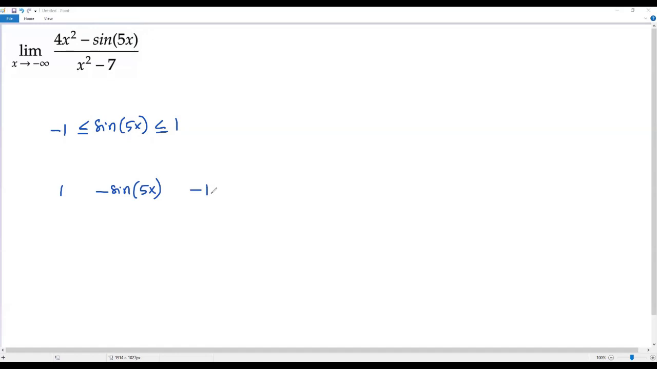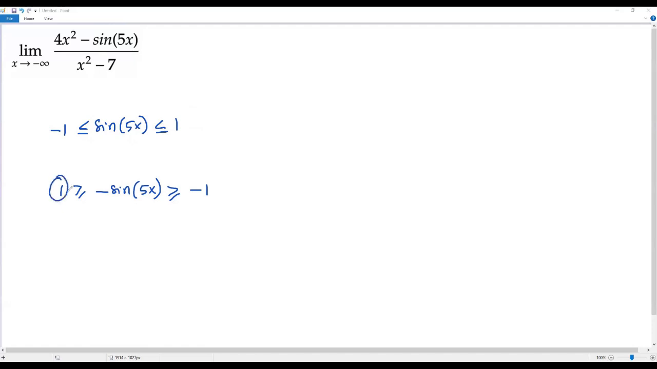In an inequality, whenever I multiply the quantities by the same negative value, I have to flip the inequality sign. Here we already have less than or equal to. Since I multiplied all three quantities in this compound inequality by negative 1, I have to flip the less than or equal to sign to greater than or equal to, and the same for the other one. So we have 1 ≥ −sin 5x ≥ −1. Now I'm going to change the order of the quantities over here.